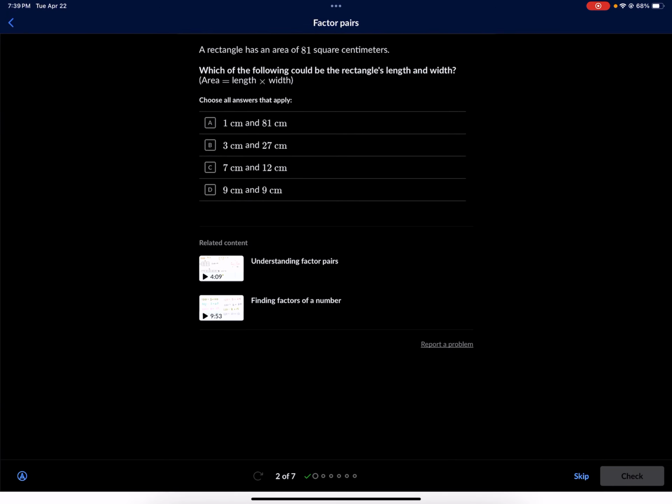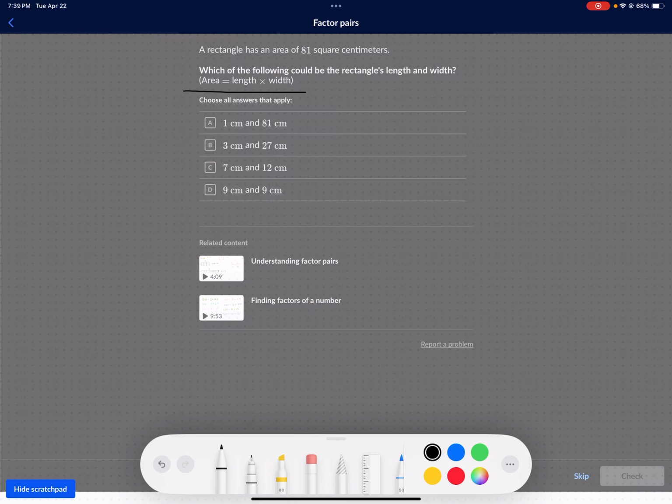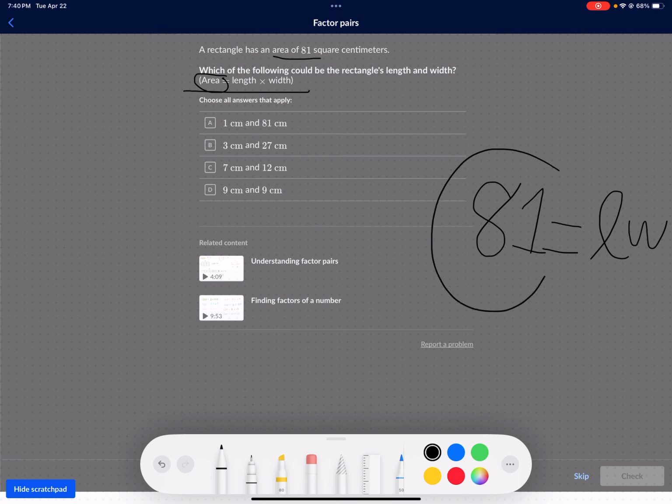A rectangle has an area of 81 square centimeters. Which of the following could be the rectangle's length and width? We are given that the area of a rectangle is length times width. So if we know the area is 81, we can plug and chug that into the area. So the area will be 81. And now we want to find length and width. Given our choices, we need to find two numbers that will multiply to 81. So, we'll take our choices, and then we'll plug it in.